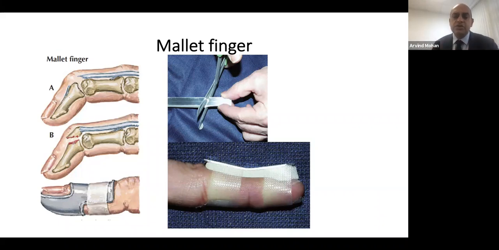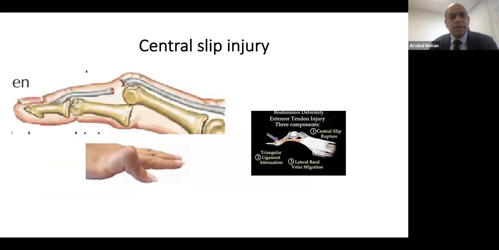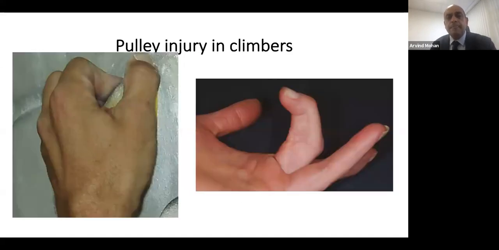So if there are any concerns, they can refer it straight to me if it is picked up through the virtual fracture clinic. Central slip injuries, again, are very commonly encountered. And it's important to assess these, because if they get missed, then there is a risk of developing a Boutonniere type of deformity, where, as you can see in this image here, the finger goes into a progressive flexion, and that can cause a lot of disability in the long term.